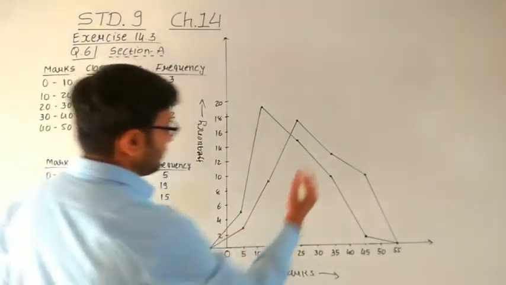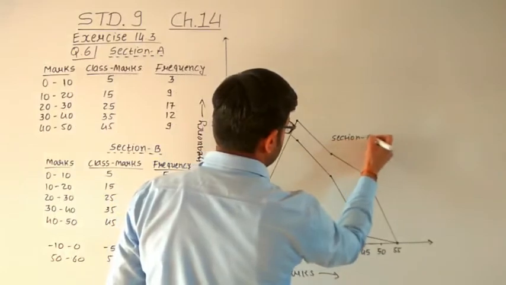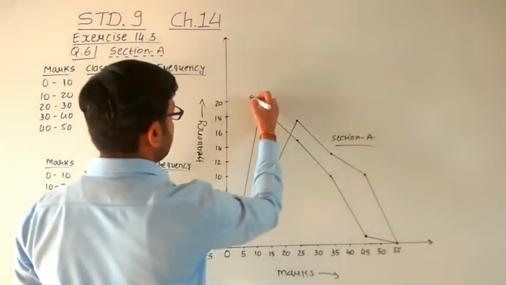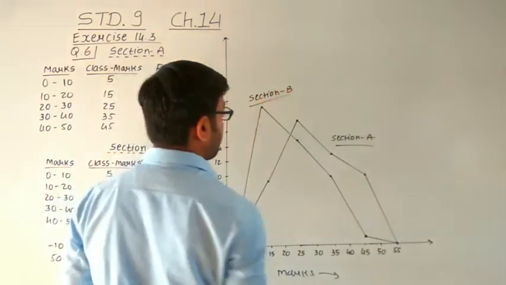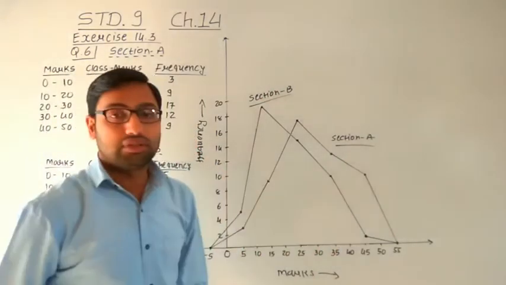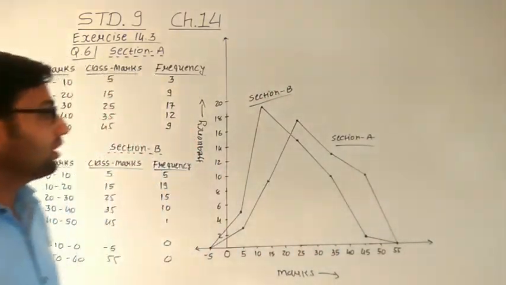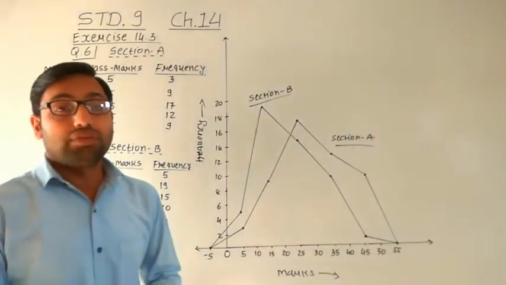So we can write down that this is the frequency polygon for section A and this is the section B. So now here we can see that both this data we have represented on this graph. This is one of the graphical representations, that is the frequency polygon.